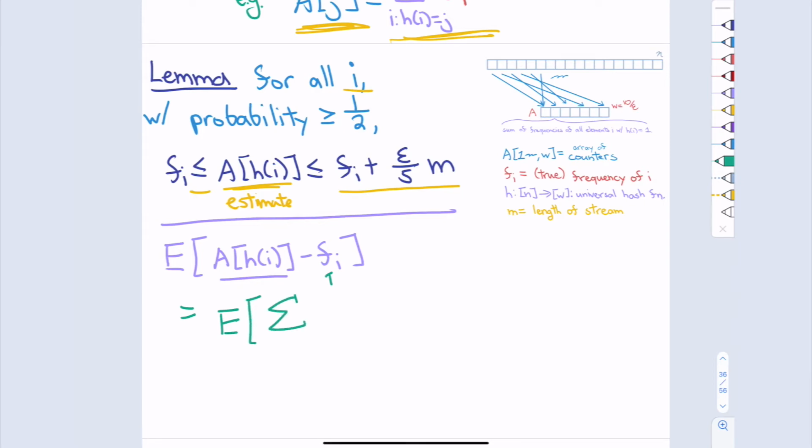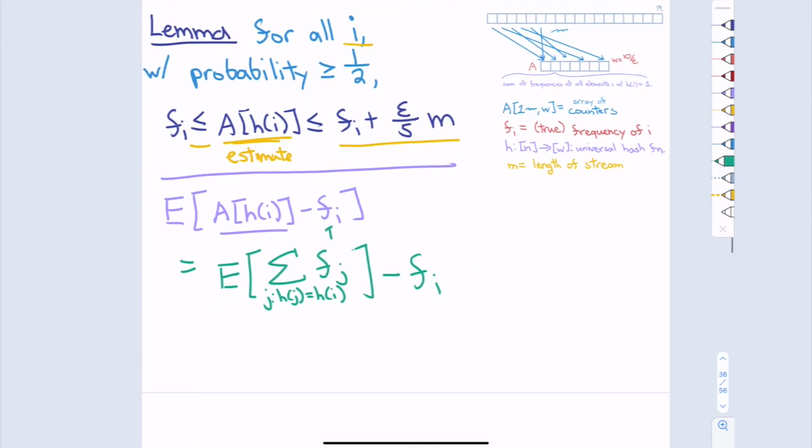This value is going to sum over all the elements j with the same hash code as element i, the count of j. And I can pull out minus f sub i because that's not random. That's part of the input, that's deterministic, it's separated from the randomness. So all I've done is expand out what the actual sum would be. Just let me know if the notation is unclear.